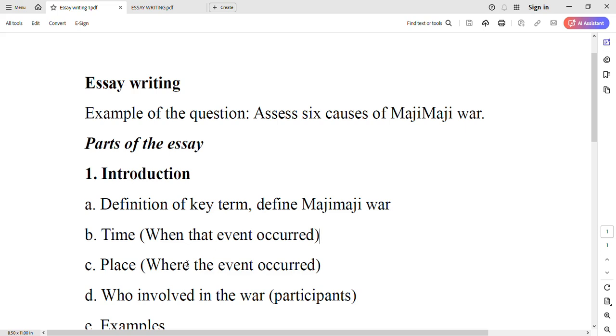So in connection to the example of our question, the place where it happened is the southern part of Tanganyika. The southern part of Tanganyika, that is geography, it is a location. When you put it on the map, that is pure geography.